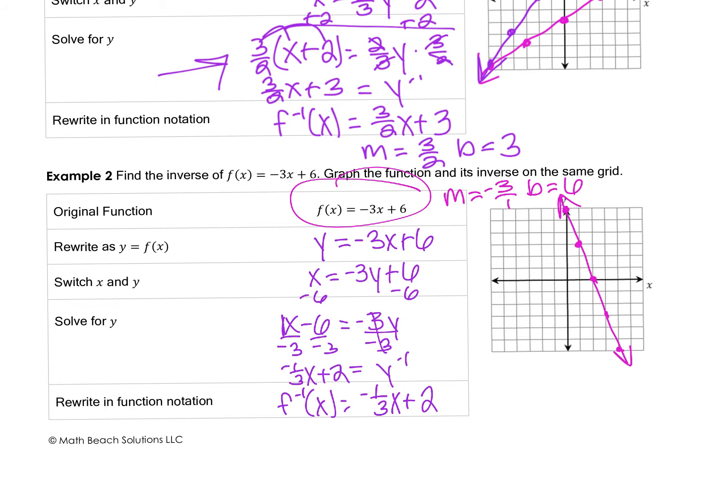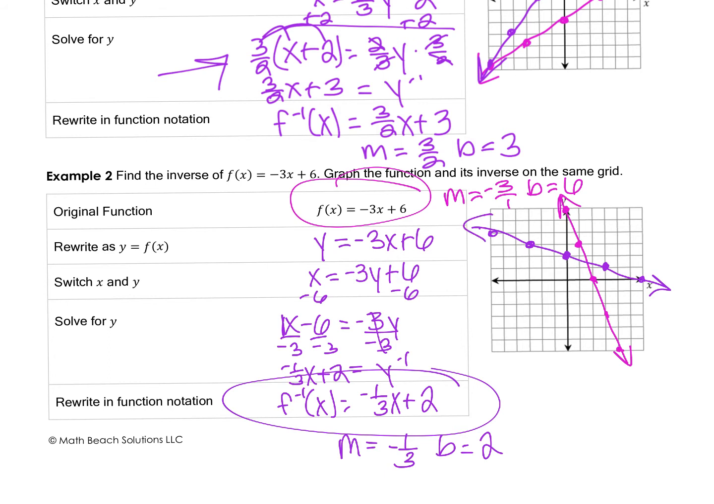And then graphing our inverse. So the m is negative 1/3, and then your b is 2. So it crosses the y at 2. And it's negative, so I'm going down 1, right 3. Down 1, right 3. And then opposite would be up 1, left 3. And I'll go ahead and label it. It's my inverse and my original function.